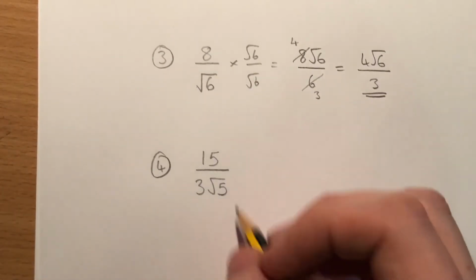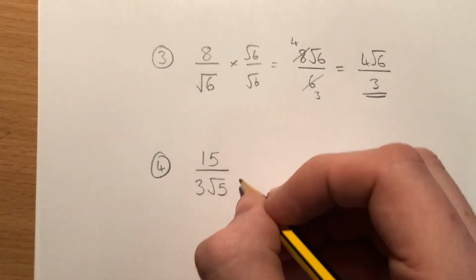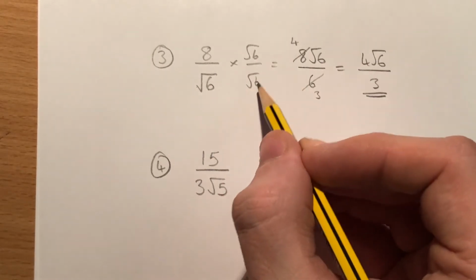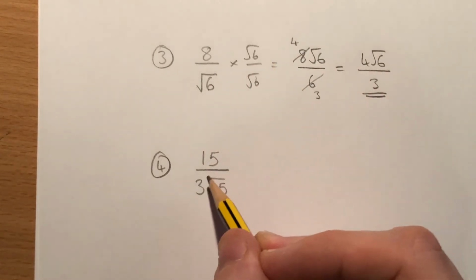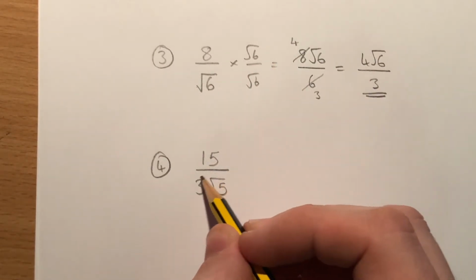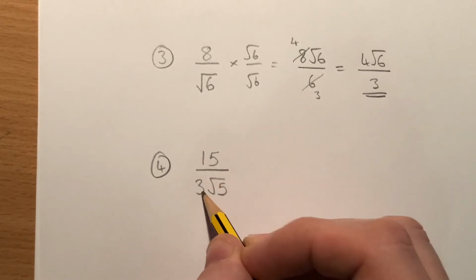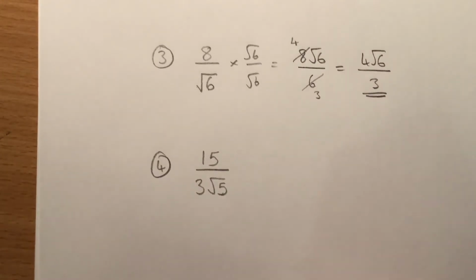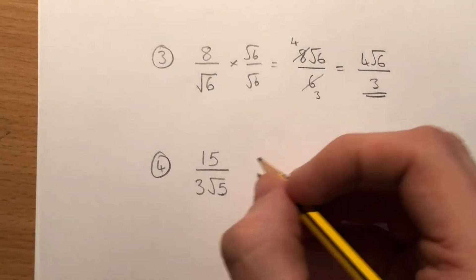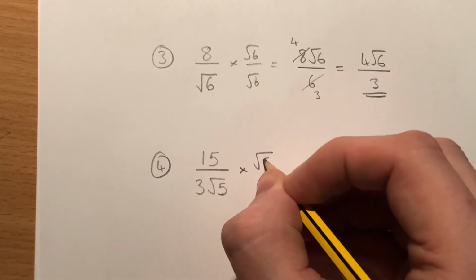And then we've got this one here. We've got 15 upon 3 root 5. Now again, we've been timesing everything by the surd. And the surd's just root 5. It's tempting to maybe times by 3 root 5, but that's going to make things difficult later on, especially when we start cancelling down the fraction. So just times top and bottom by root 5.